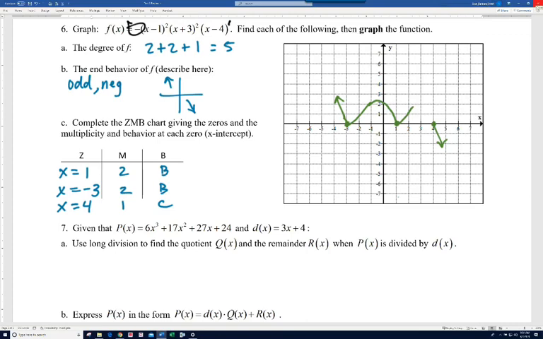And then finally, when you come back down to 4, you're going to cross, and notice that matches the end behavior that's there. And so we're done. Let's move on to number 7.